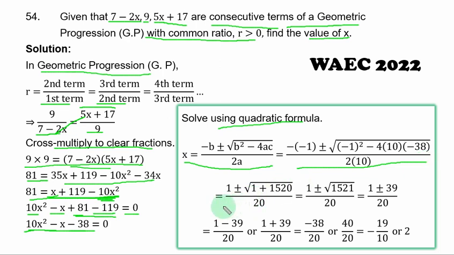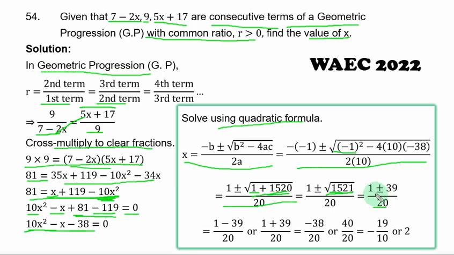When you simplify, you have this result: minus times minus 1, that is plus 1. If you square minus 1, you have plus 1. Minus times minus is plus. 4 times 10 times 38, you have 1520. If you add these two terms, you have this. 10 times 2, that is 20, you have the same 20. If you check this square root, you have 1 plus or minus 39 over 20.